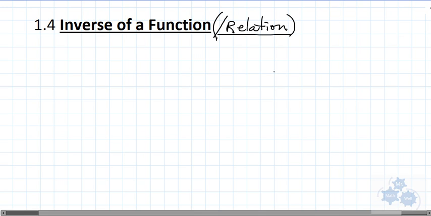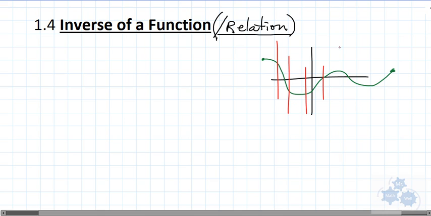A function, if you recall, passes the vertical line test. So if you have a graph that looks like this, that's a function from what we can see from this endpoint to this endpoint. That's a function because any vertical line that we draw only passes through the graph once. So this is a function, right? A relation does not have to be a function.